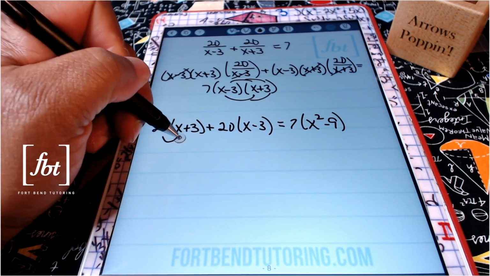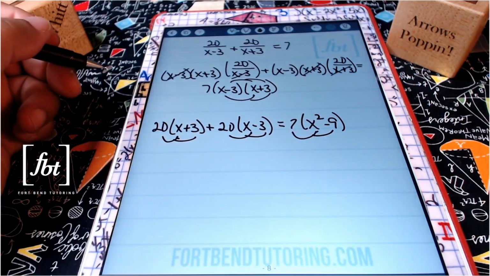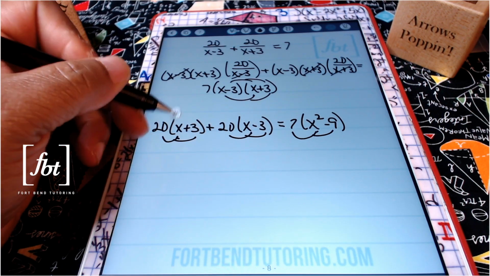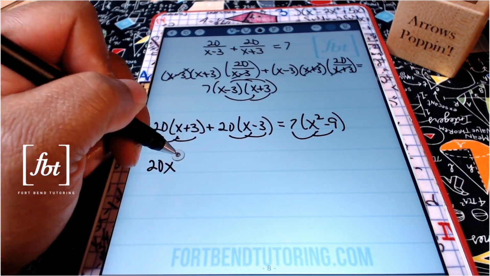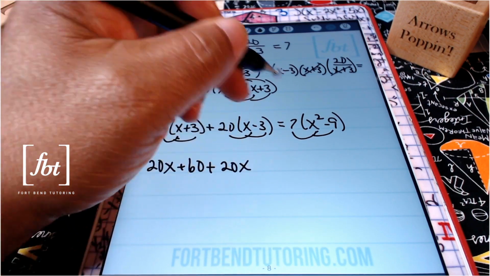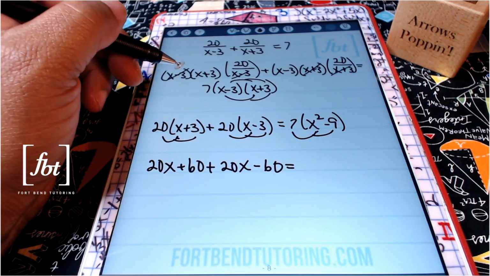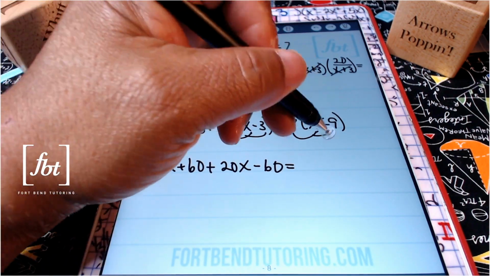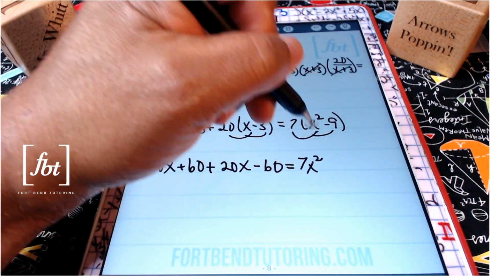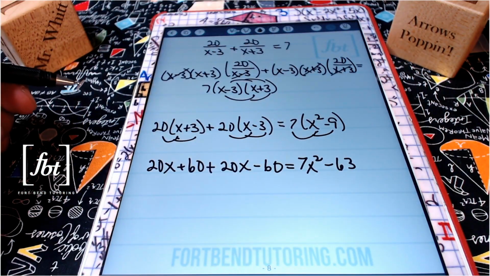That's right. So I'm going to be distributing the 20s here as well as the 7 on the right side of the equation. 20 times x gives me 20x. 20 times 3 is 60. 20 times x is 20x. 20 times negative 3 is negative 60. Then distributing the 7 on the right side of the equation. 7 times x squared gives us 7x squared. And then 7 times negative 9 is negative 63. And this is what we have thus far.